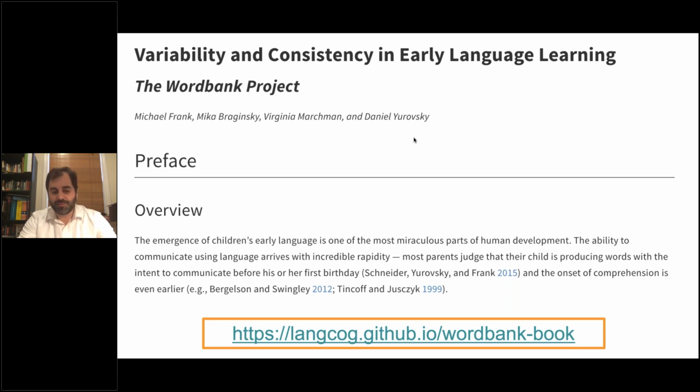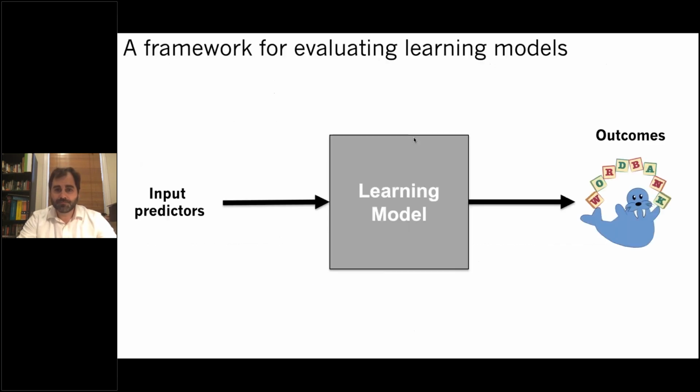The book summarizes a tremendous amount of work that I, as well as Mika Brzezinski, Virginia Marchman, and Dan Yurovsky have done in trying to systematize generalizations across the Wordbank corpus. Okay. But the real reason for building a corpus of data, this set of outcome measures across languages, was that we were trying to create outcome measures to evaluate learning models. And so now what I want to turn to is trying to predict outcomes from Wordbank using learning models.